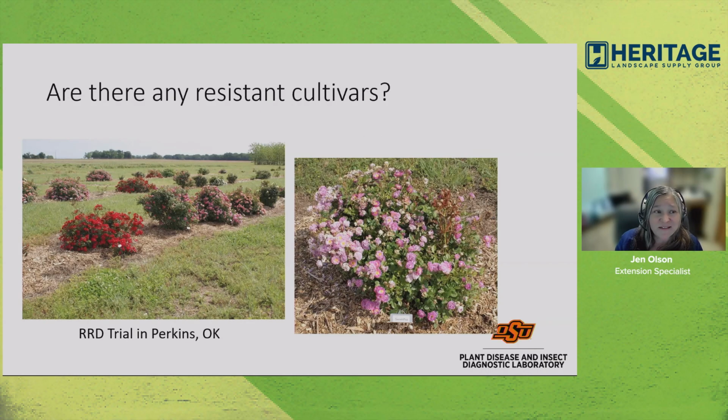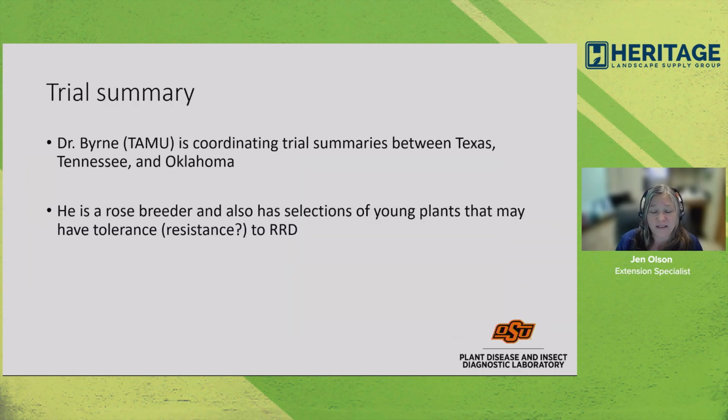We're almost wrapping this up, but another question, are there any resistant cultivars? So we've done some trials in Oklahoma. There's some actually ongoing. Dr. Dave Byrne at Texas A&M is actually a rose breeder, and he's the lead on that Sustainable Roses project that I mentioned. He's coordinating rose trials right now between Texas, Tennessee, and Oklahoma. I don't know if he has other states at this point, but those are the main ones.